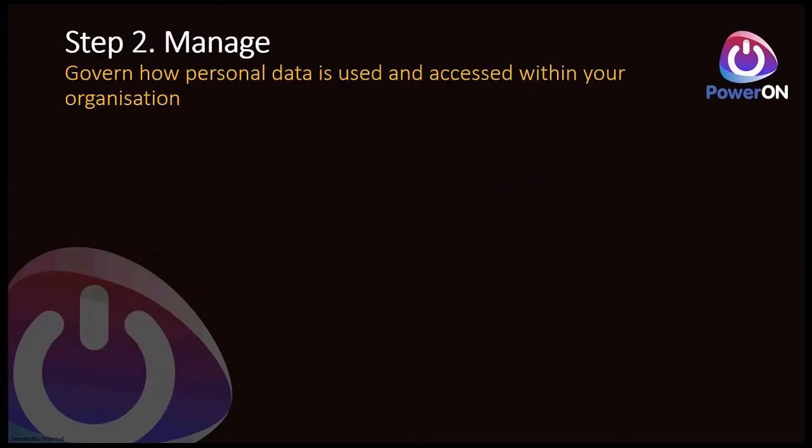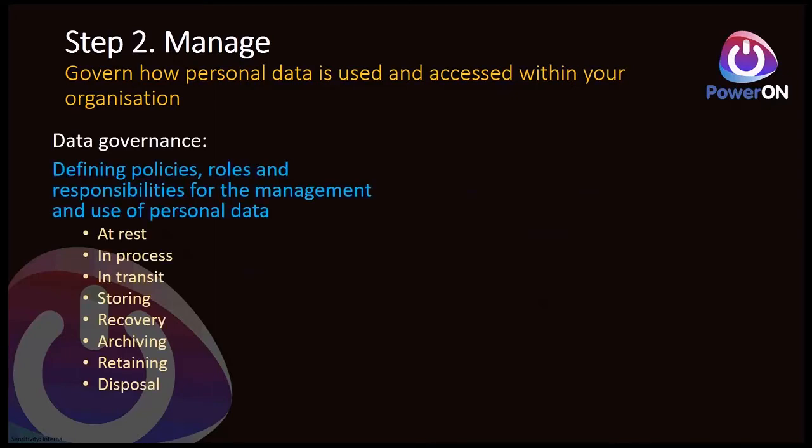Next is governing how data protection should be used. How personal data should be used. So this is identifying the context that the data is being used and accessed within your business. So this can be like classifying what business unit does the data fall into, for example, HR, finance, and marketing perspectives, and documenting and defining policies, roles, and responsibilities for the management and use of that personal data.